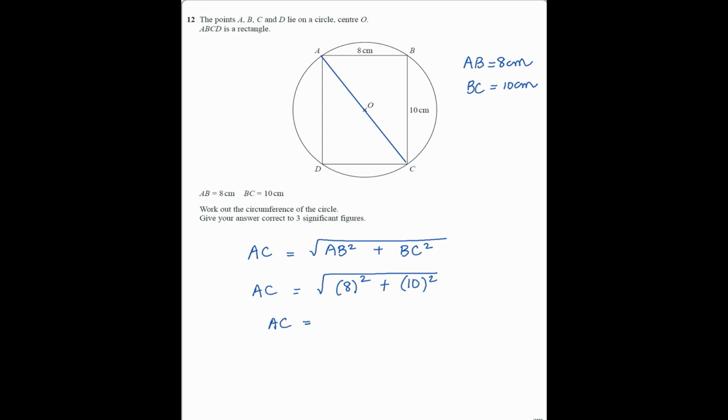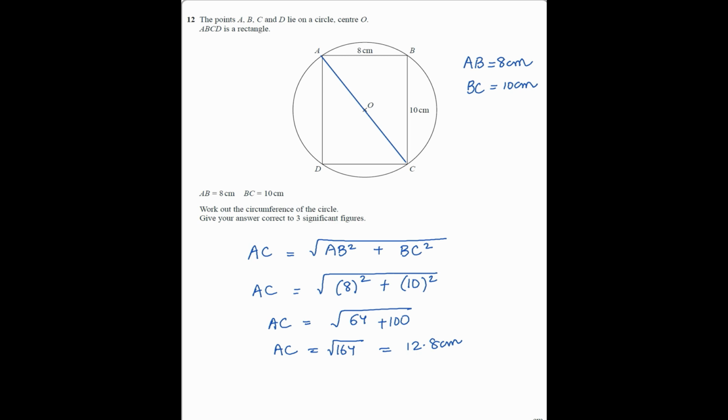So AC equals the square root of 64 plus 100. Now the square root of 64 plus 100 would be the square root of 164. So the diagonal length is the square root of 164. Now the diagonal is about, if we solve it in decimal, 12.8 centimeters. And that's the same as the diameter of the circle.